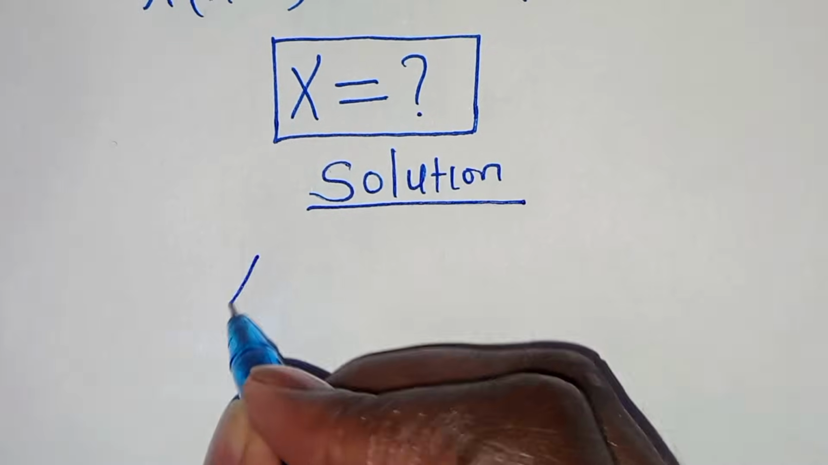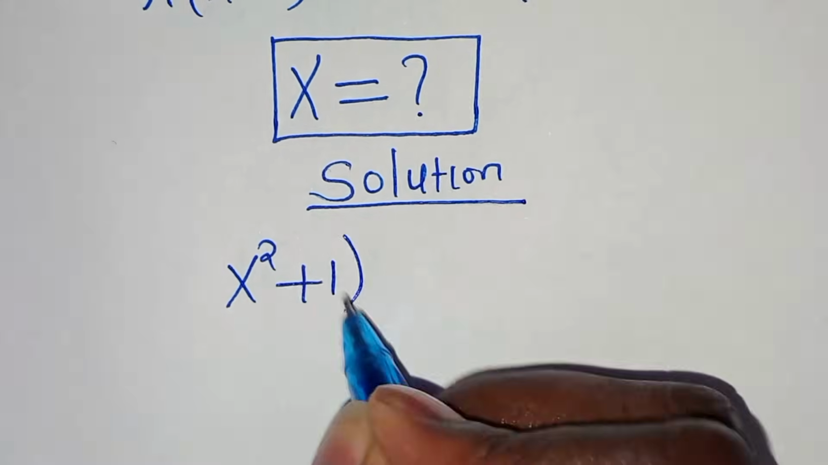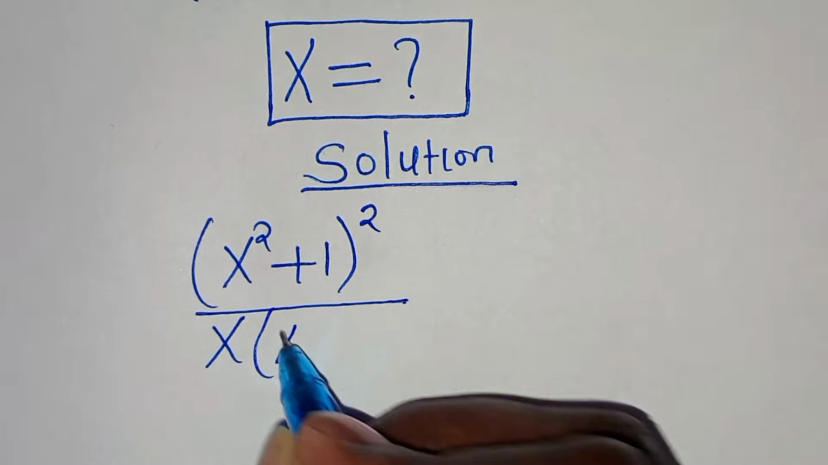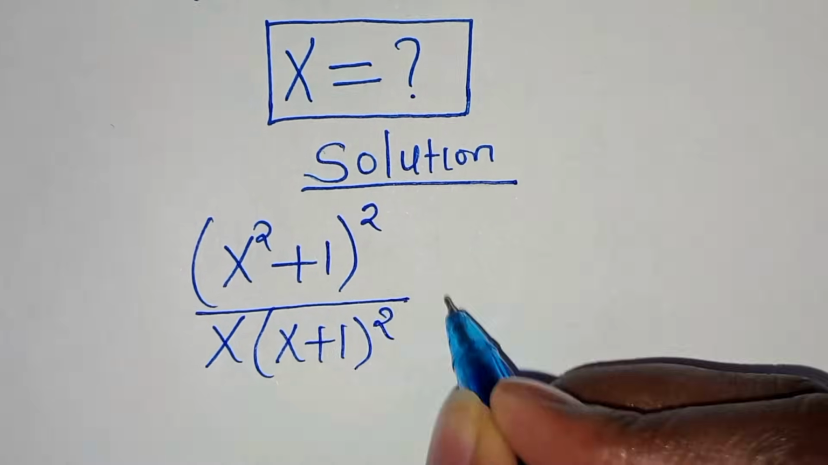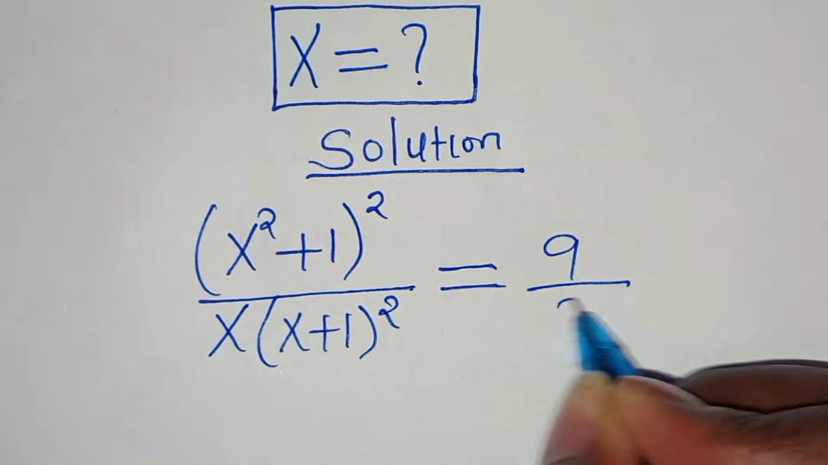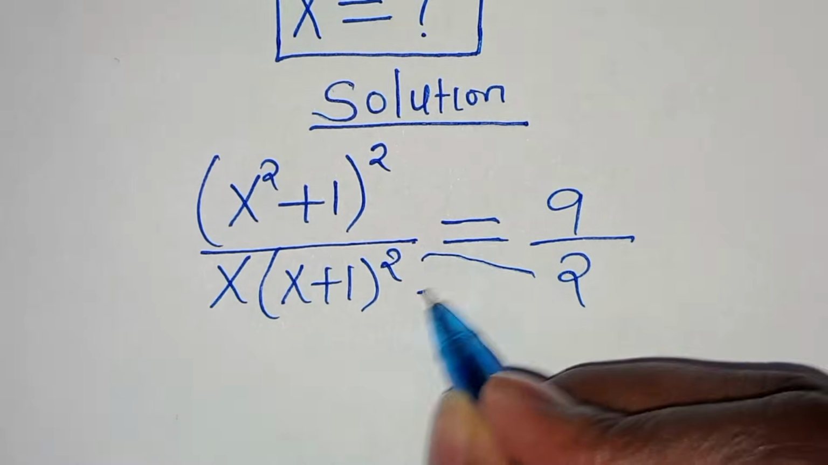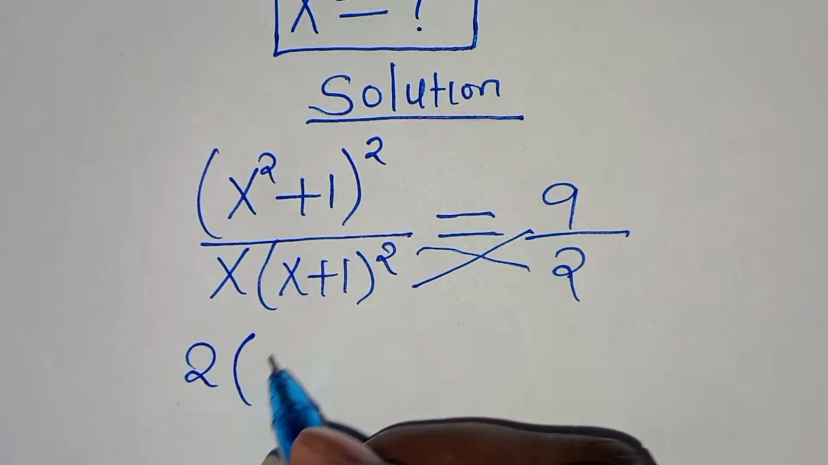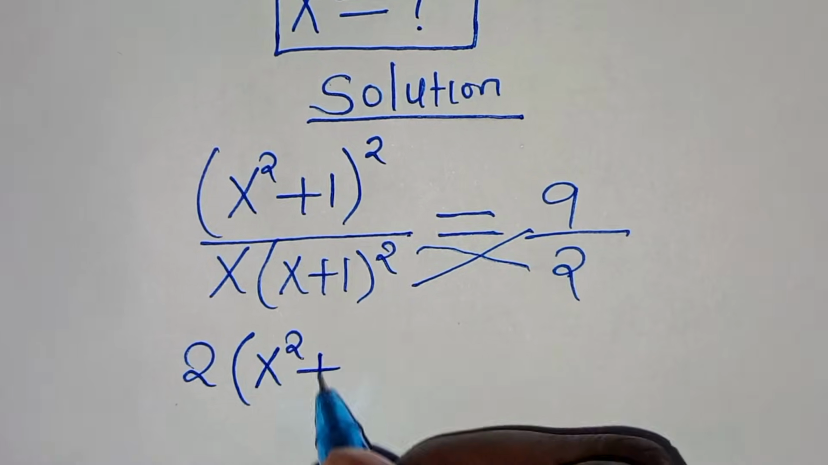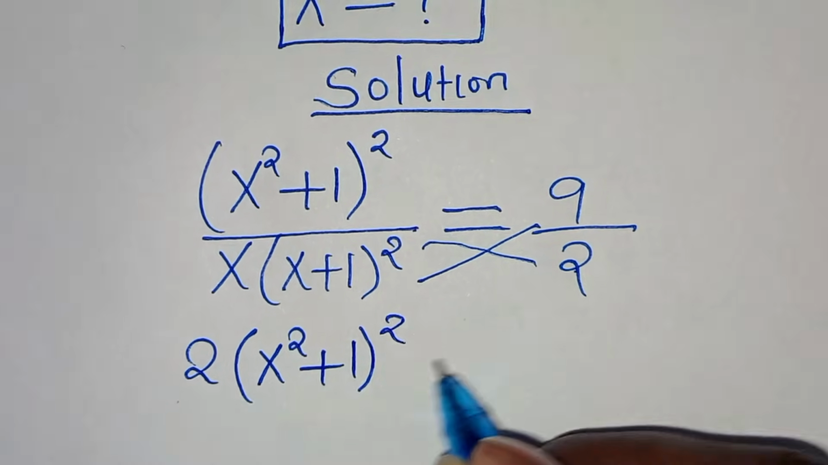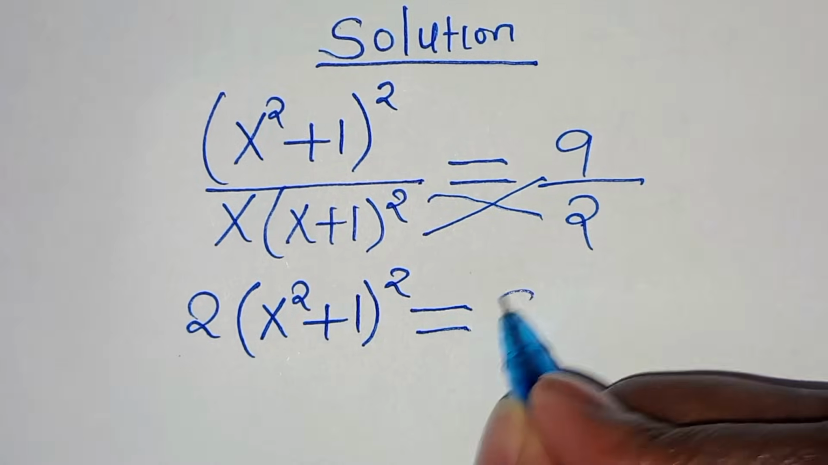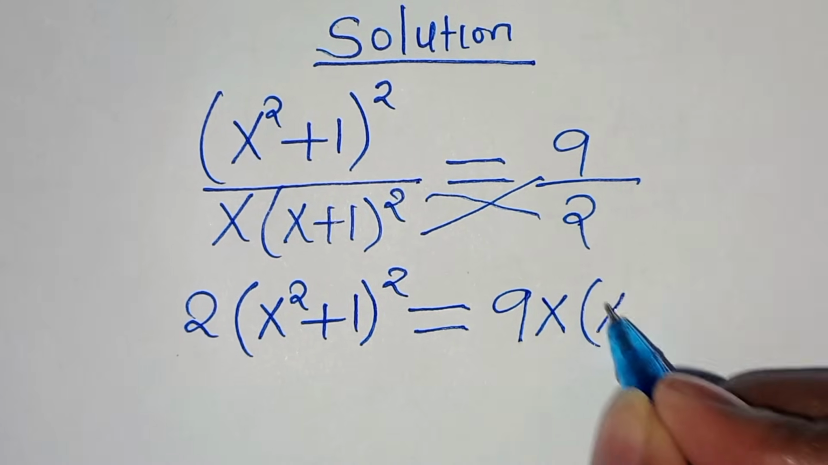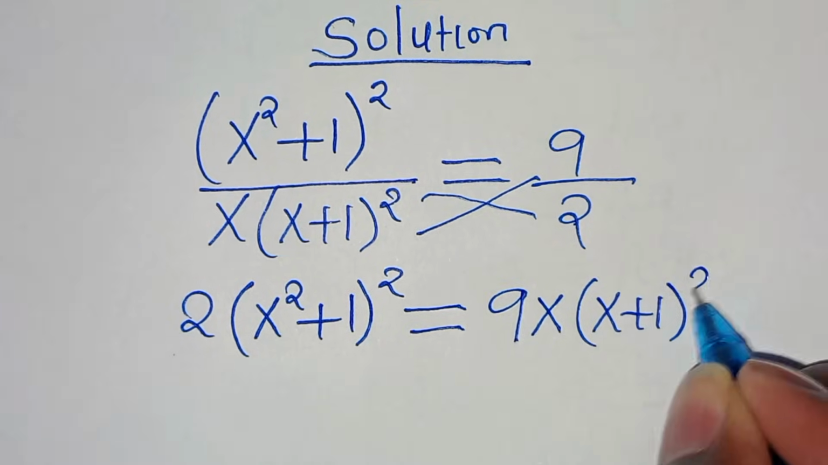So we have (x squared plus 1) raised to the power of 2, divided by x times (x plus 1) raised to the power of 2, equal to 9 over 2. The first step is to cross multiply from here. So we have 2 multiplied by (x squared plus 1) raised to the power of 2, equal to 9 multiplied by x, into the parentheses, (x plus 1) raised to the power of 2.